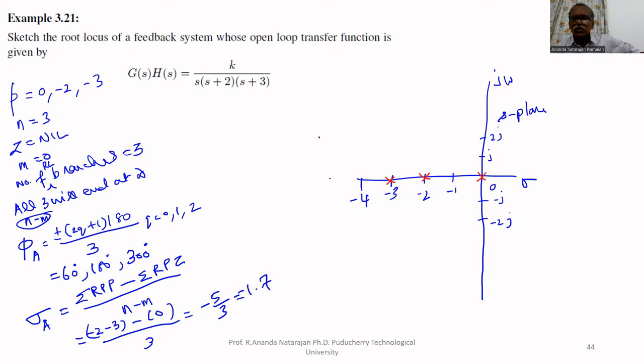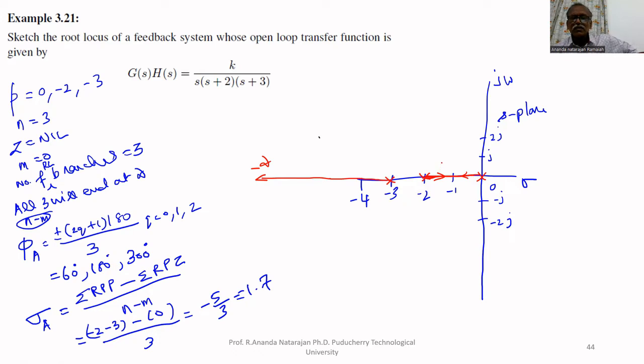Between minus 2 and 0 is part of root locus because to its right there is an odd number of poles and zeros. Therefore, both are starting points. Definitely, there will be a breakaway point. If you select any point between minus 2 and minus 3, it is not part of root locus because to its right there is an even number of poles and zeros. If you select any point after minus 3, it is part of root locus because to its right there is an odd number of poles and zeros, and up to minus infinity the root locus branch goes. So minus 1.7 is sigma a.